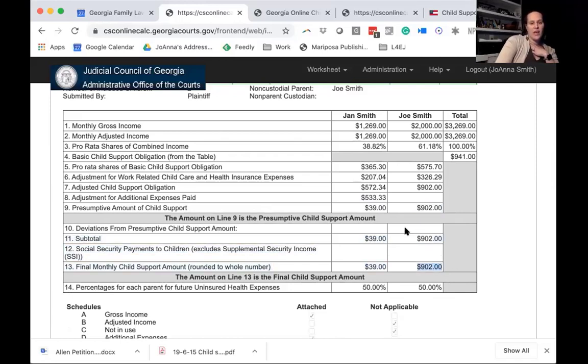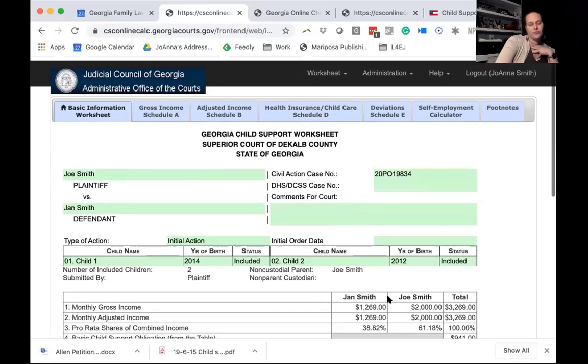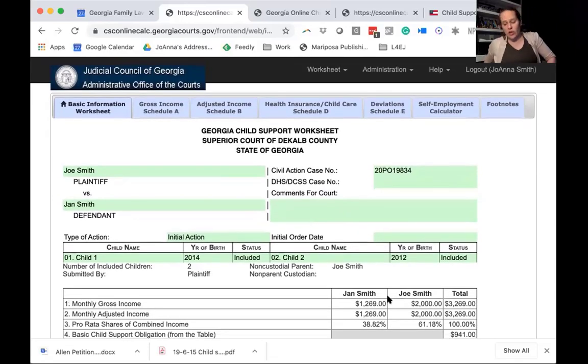If there had been any deviations, it would subtract it right here. And so that would take that into account. So that's the child support worksheet. What questions do you have? No questions at all?